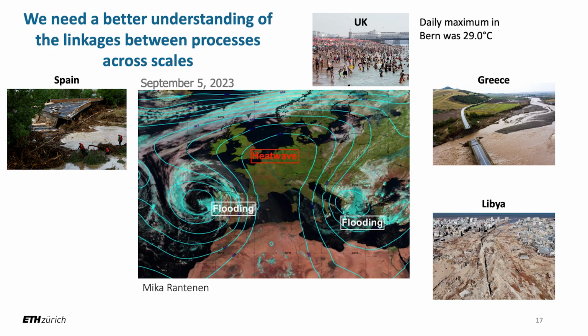What you have is basically a heat wave over Central Europe, and then you have 2 low pressure systems on each side of this block that basically caused flooding simultaneously in Spain and Greece, whereas at the same time people in the UK went to the beach because it was so hot. In Bern it was 29 degrees Celsius, so way warmer than the climatology for early September.